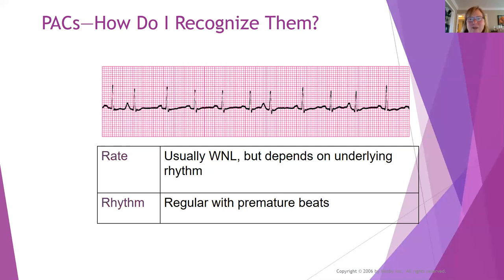And what we see with PACs is that the underlying rhythm is a normal rhythm. So we've got a regular rhythm, and then we've got these premature beats. So these beats that are jumping in early. And remember I said, if we have beats that are coming in late, they may be escape beats or rescue beats, but if they're coming in early, they're those premature beats, which is what we're focusing on now. So a normal rhythm that is regular, and then we see these beats that come in early.